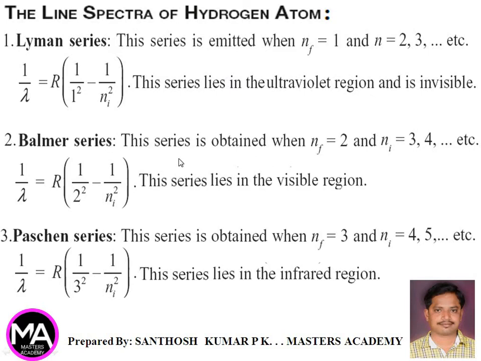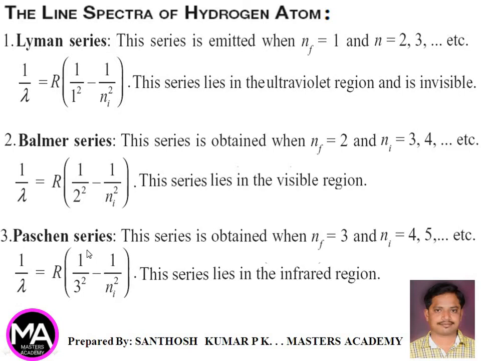Second, Balmer series. This series is obtained when an electron makes a transition from a higher energy level to the second level. That is, the final nf is 2 and the initial level is 3, 4 up to infinity. The empirical formula is 1 by lambda equal to R into 1 by 2 square minus 1 by ni square, and this series lies in the visible region.